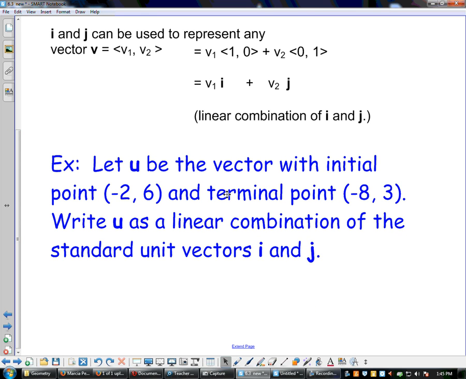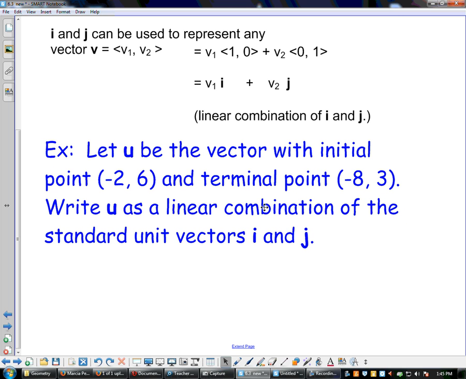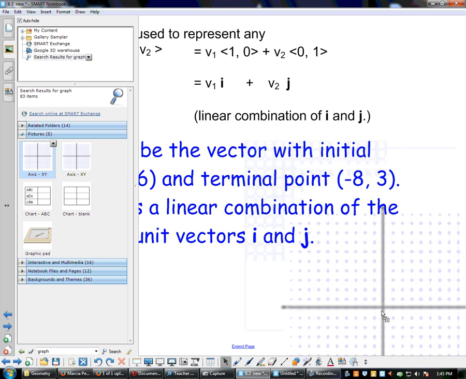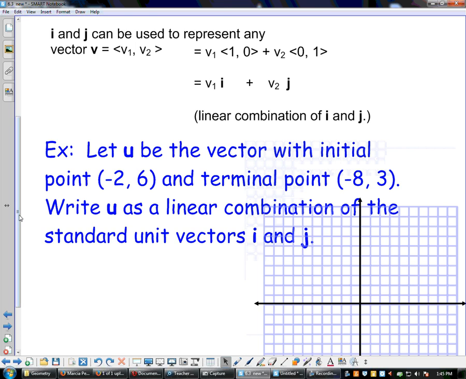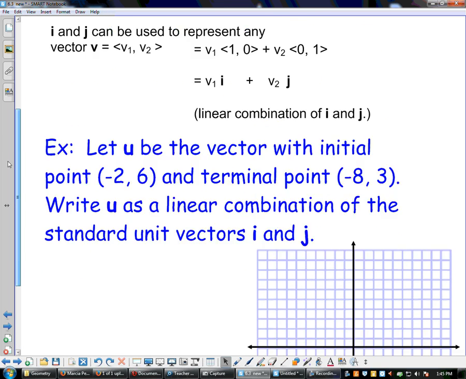Let U be the vector with initial point negative 2, 6 and terminal point negative 8, 3. Write U as a linear combination of the standard unit vectors, I and J. So let's get a little visual of what's going on here.